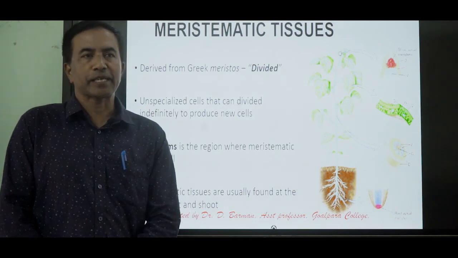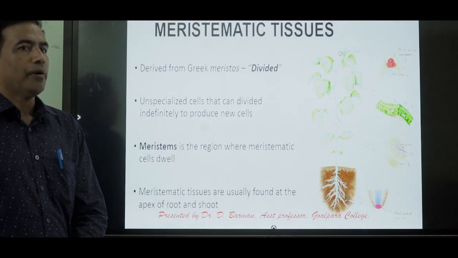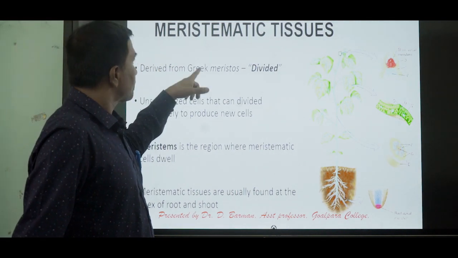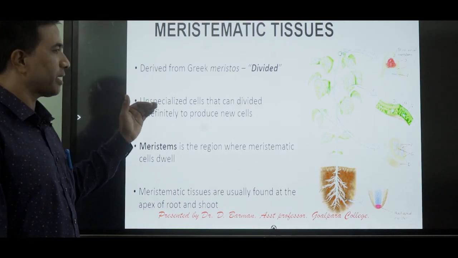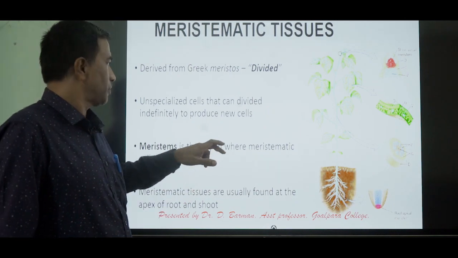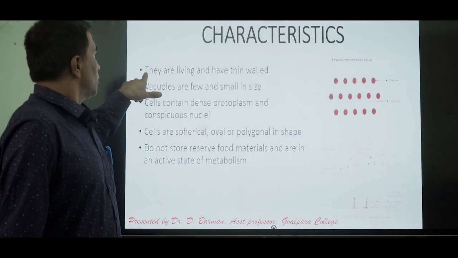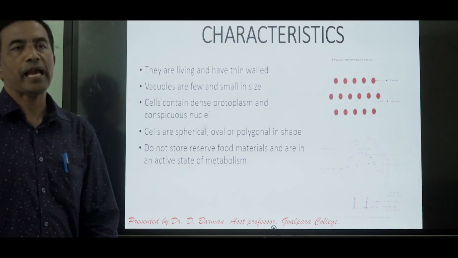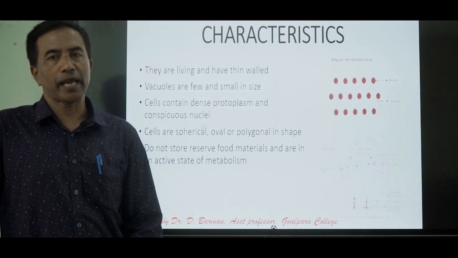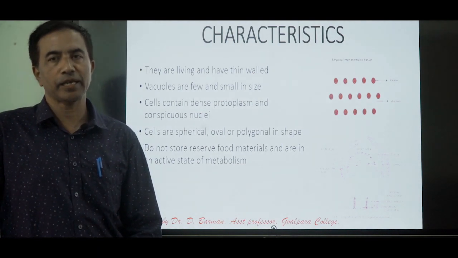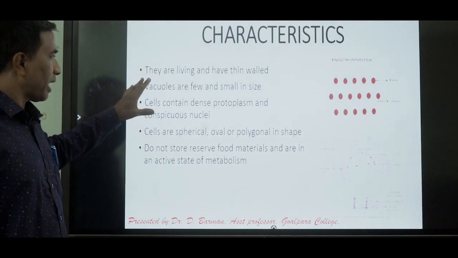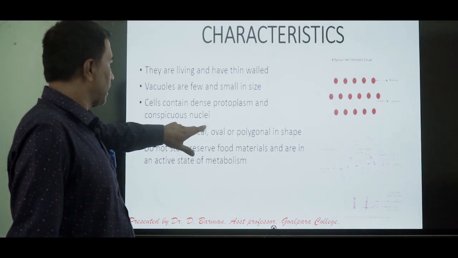There are definite characters present in meristemic tissue. The main character is that they have the ability of cell division. Meristem means divided. They can divide and form newer cells, and ultimately they are responsible for growth. They are living and thin walled, metabolically active. They contain a large amount of DNA and RNA, and a small amount of reserve food material. They are mainly polygonal or hexagonal in shape.